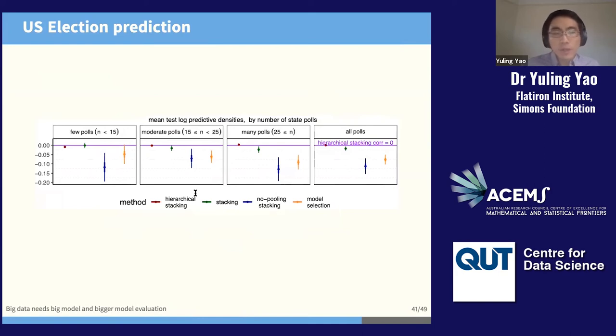Also, in many other cases, hierarchical stacking is useful because it provides some robustness in small areas. For example, here it depends on how big or how small the state is. The improvement on the prediction is larger in the states in which you have smaller polling data. So that's good. It's robustness in small areas. Because if you don't do hierarchical stacking, you don't have enough data to fit the model weights. That's why no pooling stacking is especially bad in small states.